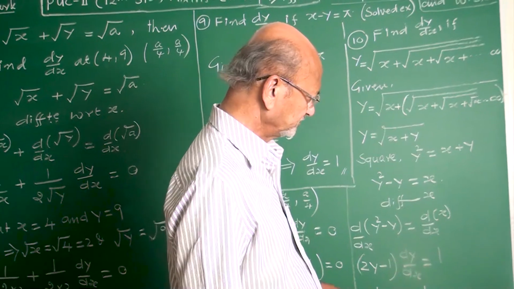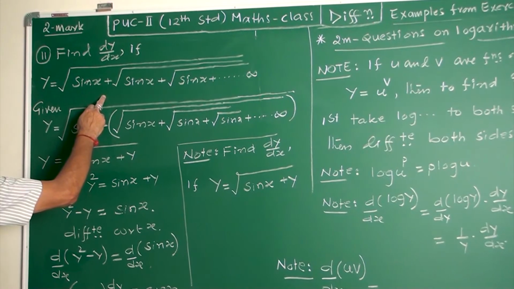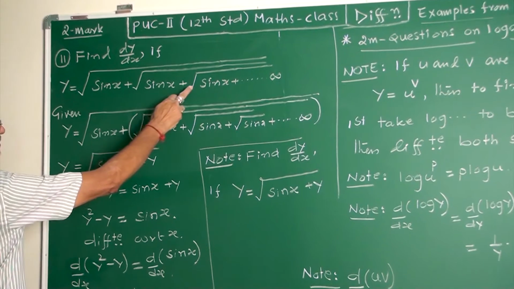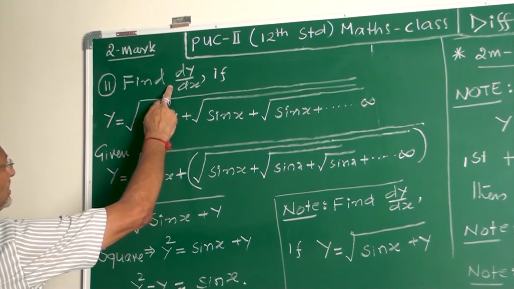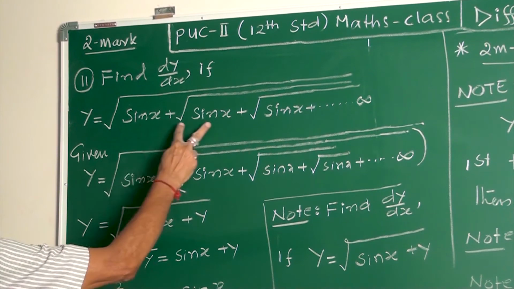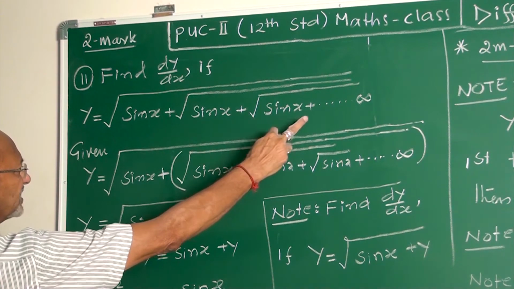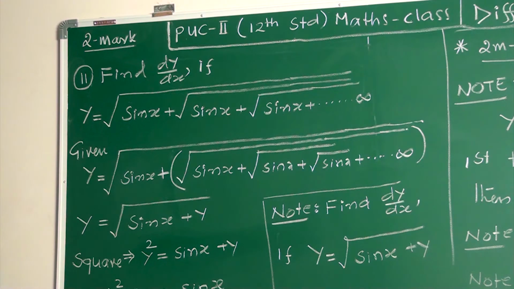Yes, friends. Next is y equal to root x plus root x plus, dash infinite. Find dy by dx. I have done, instead of x, I have taken sin x here. It is root sin x plus root sin x plus, dash infinite. In this case you have to find its derivative.